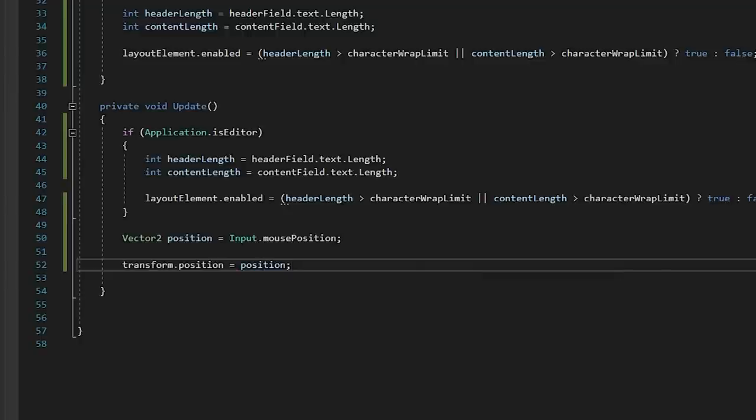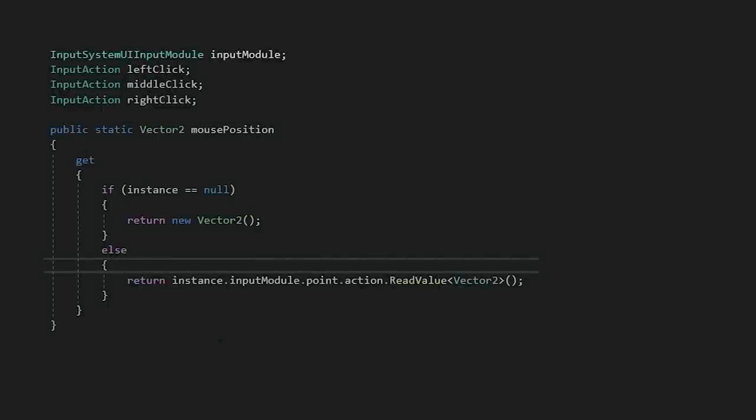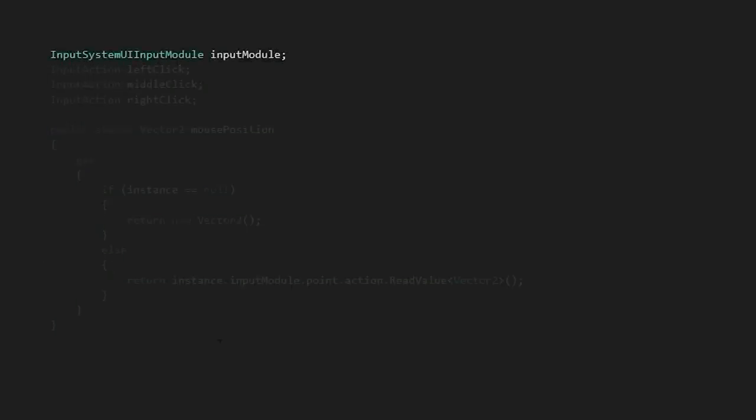I'm using the built-in input system for this, but if you're using the new input manager package, you'll likely want to use the InputSystemUIInputModule class and get its value using the action.ReadValue Vector2 method instead. I really don't know why it's so verbose, but whatever.